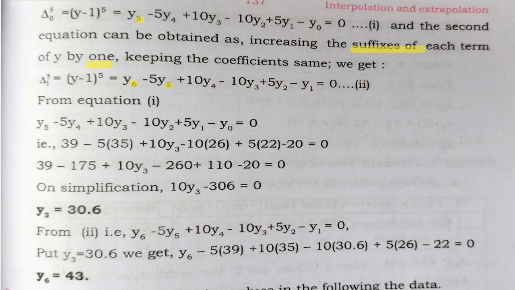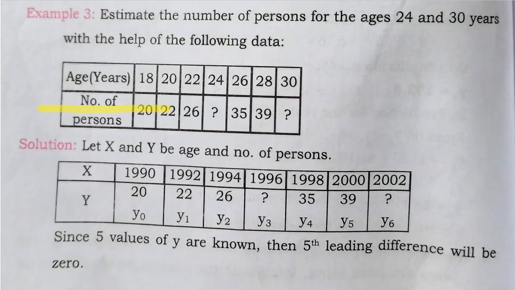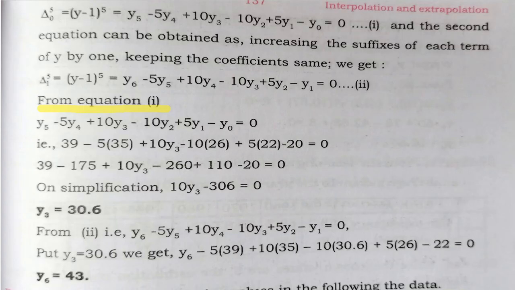Right, now we will enter the values in the equation. From equation number 1, what are the known values? The known values are y0, y1, y2, y4 and y5. These five are considered as known values. That known value amount we will enter here. For equation 1, they have given (y minus 1) to the power of 5, and that we will enter here.